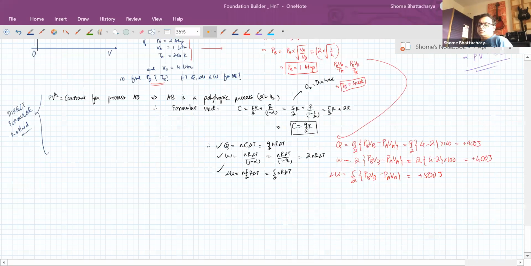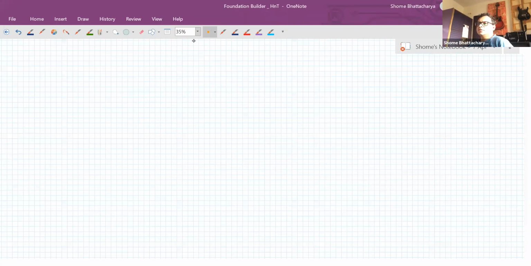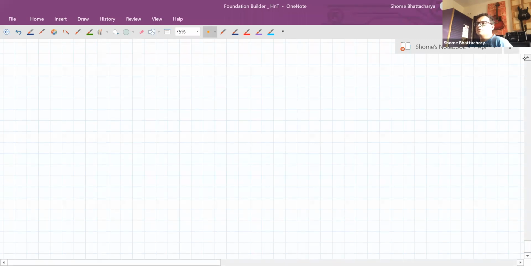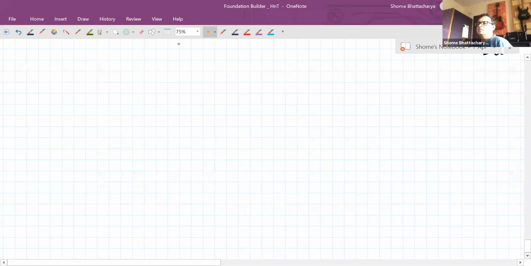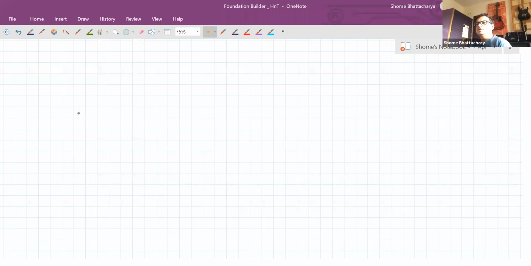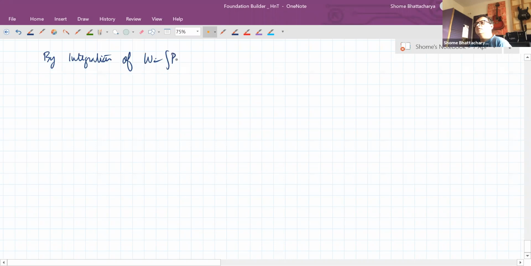Okay, now let's see how we would have done this question using fundamentals. So it would be quite a bit more lengthy because in the absence of the direct formulae, we'd have to work out the path dependent quantities by integration of work done as the alternate method.